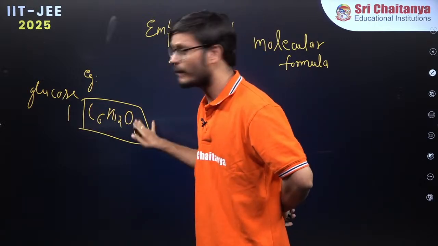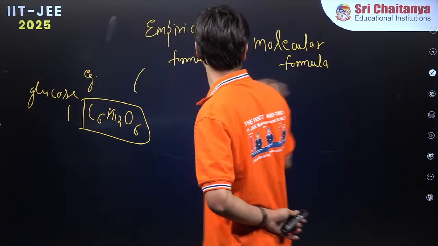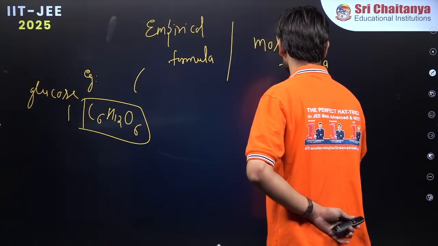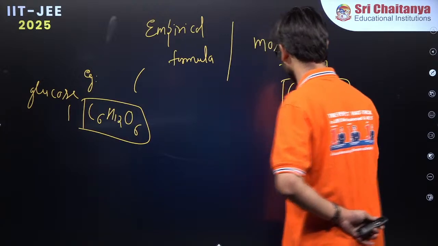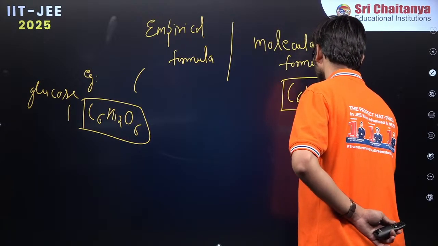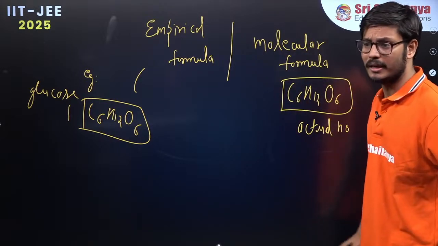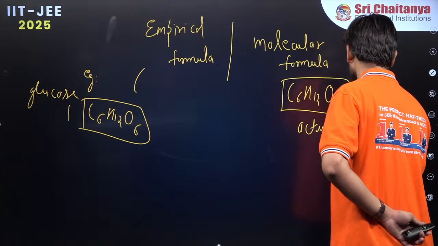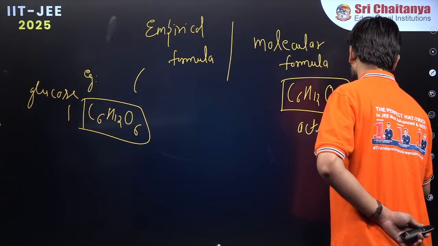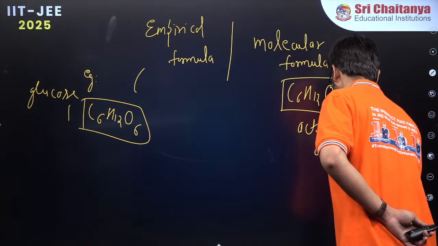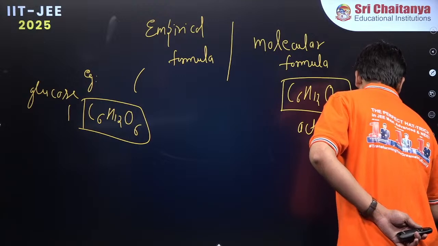So the actual number of atoms in any given compound gives the idea about the molecular formula. So C6H12O6 is the molecular formula of glucose because it represents the actual number. That is how glucose exists in nature. So the actual number of atoms in any given molecule.